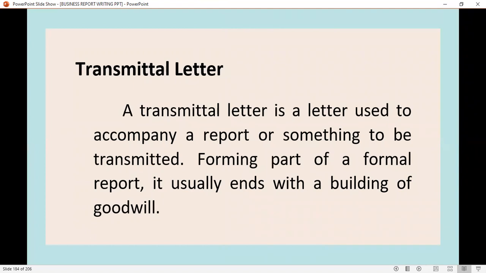Next is transmittal letter. This is usually used in offices. A transmittal letter. So, it is used to accompany a report or something to be transmitted. Ibig sabihin, transmitted, ililipat siya ng kabilang office. Forming a part of a formal report, it usually ends building a goodwill. So transmittal letter also represents a documentation or a proof, an evidence that you have transmitted a file from this office into another.